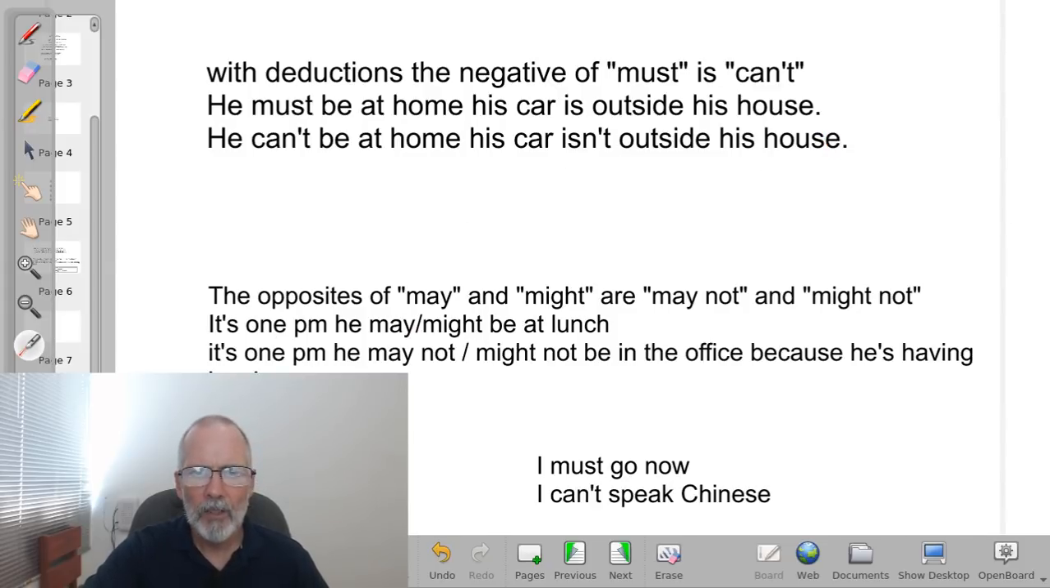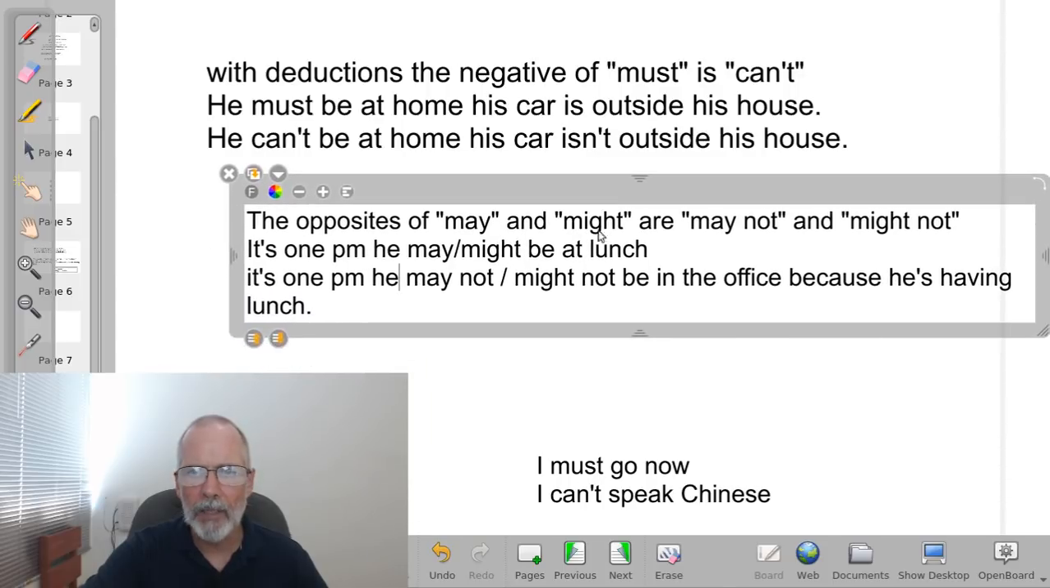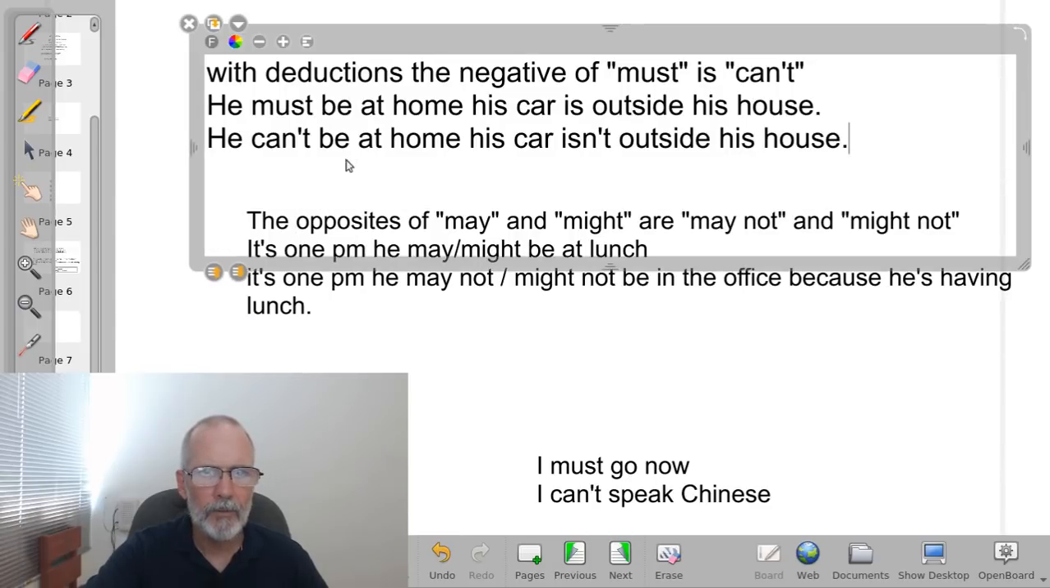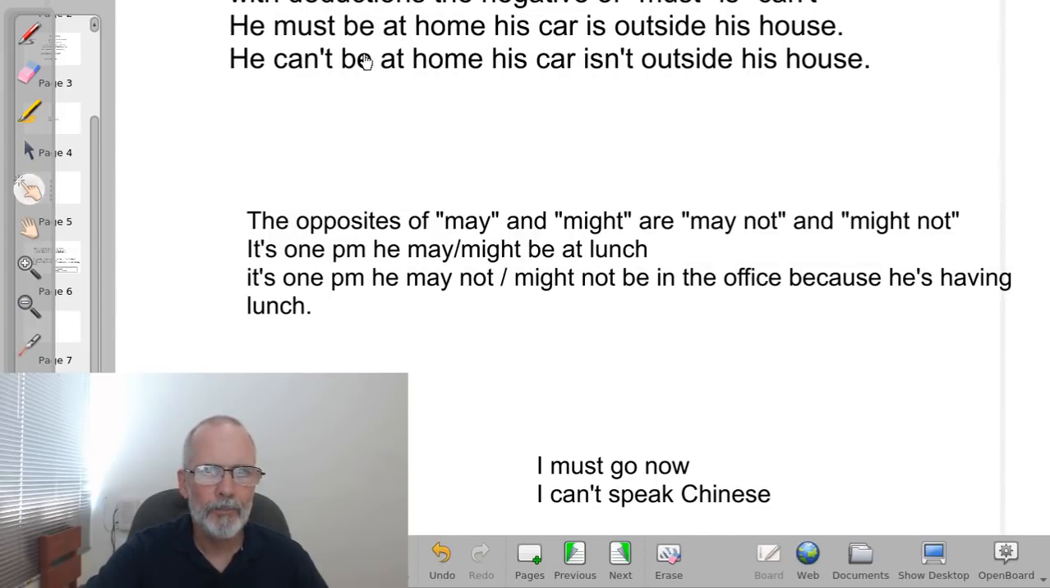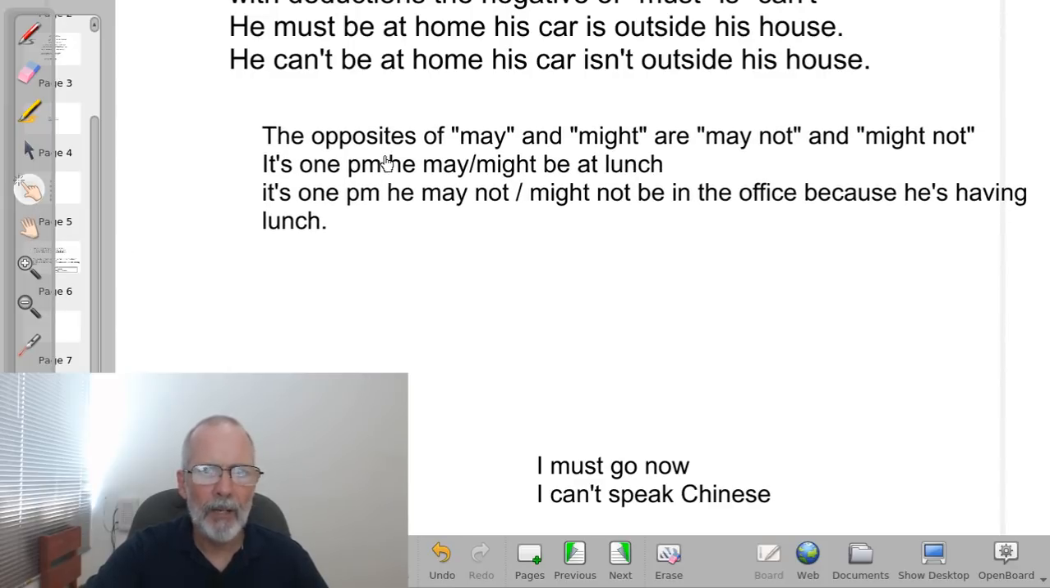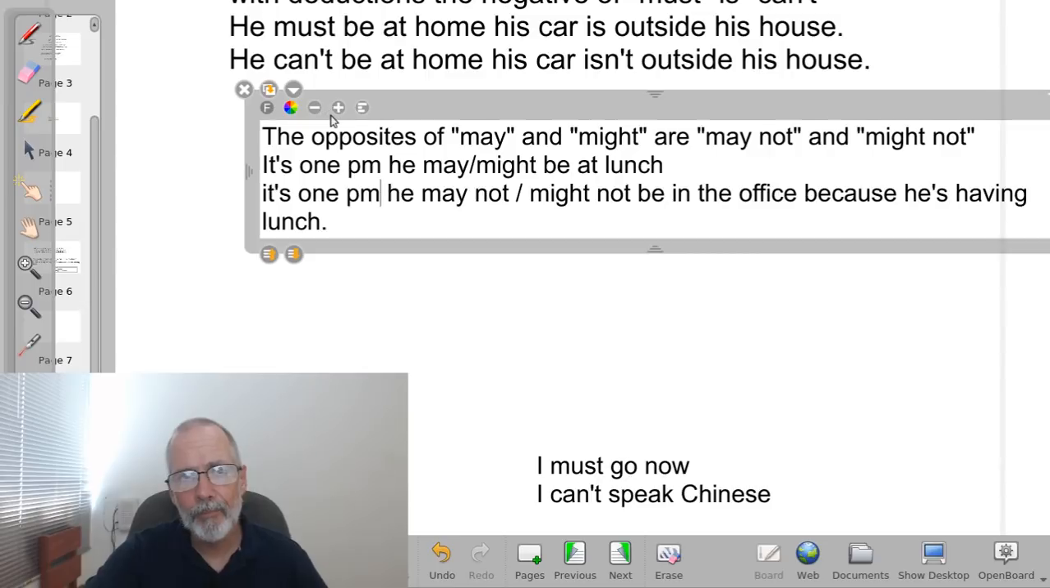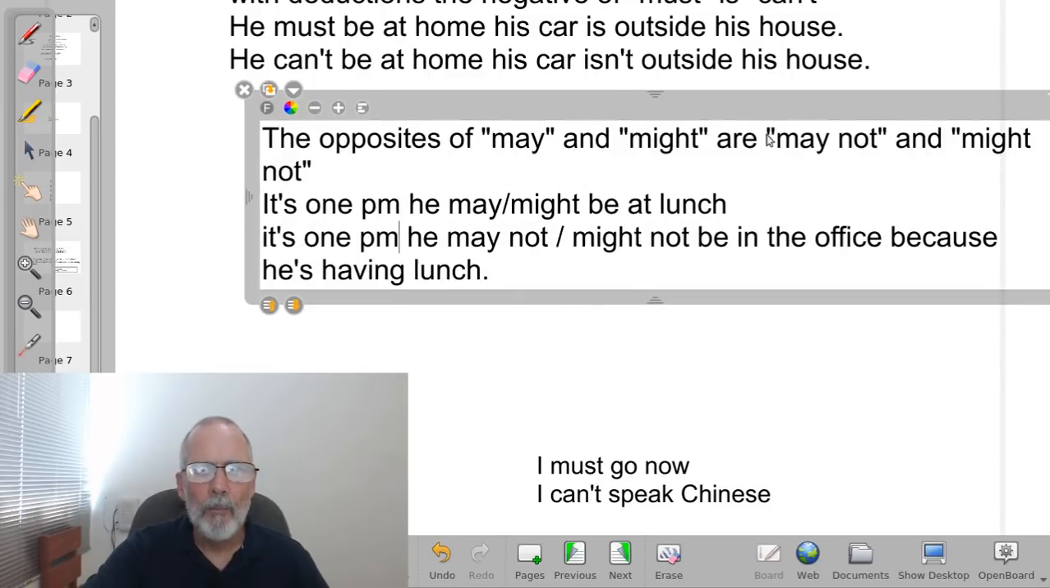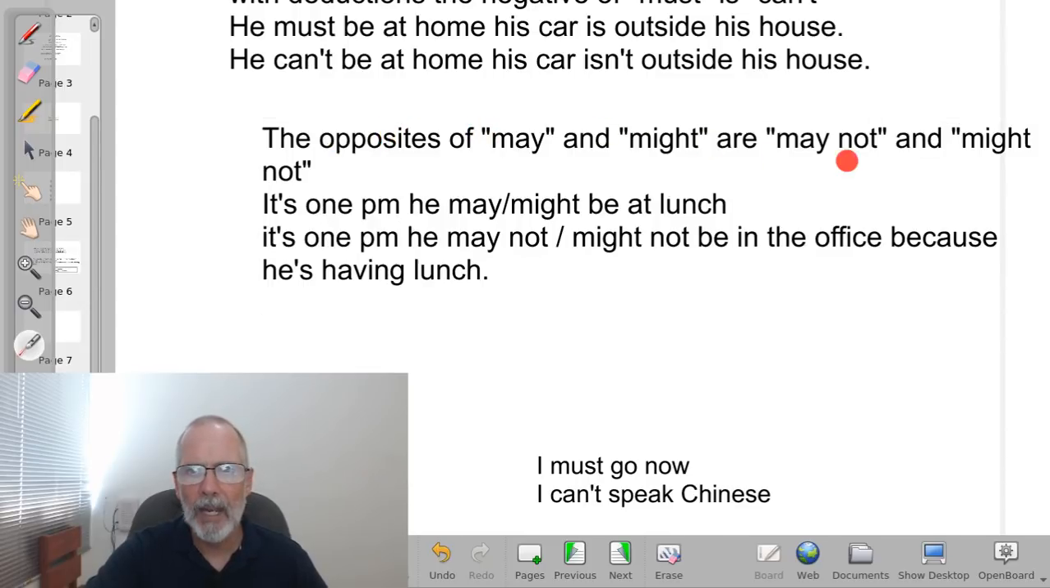Down here we have some more examples with may and might. The opposites of may and might, let's move that one up, hold on. The opposite of may and might is may not and might not. So the opposites of may and might are may not and might not. Example, it's 1 p.m., he may be at lunch. It's 1 p.m., he may not be in the office because he's having lunch.